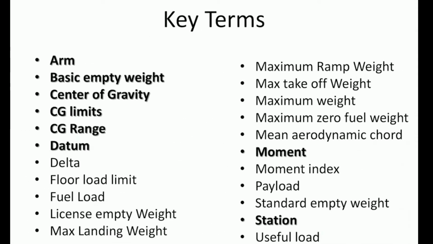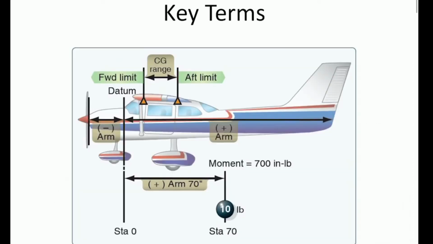Start off with some key terms. Here's a list of key terms that are going to be important for you to know when it comes to weight and balance. But the ones that are highlighted, the arm, basic empty weight, center of gravity, CG limits, CG range, datum, moment, and station, are the things that are going to be most useful right now in this lesson. Looking at this airplane, you've got some of these key terms highlighted and pointed out, which makes it easier for you to understand what I'm talking about when we talk about some of these different terms.